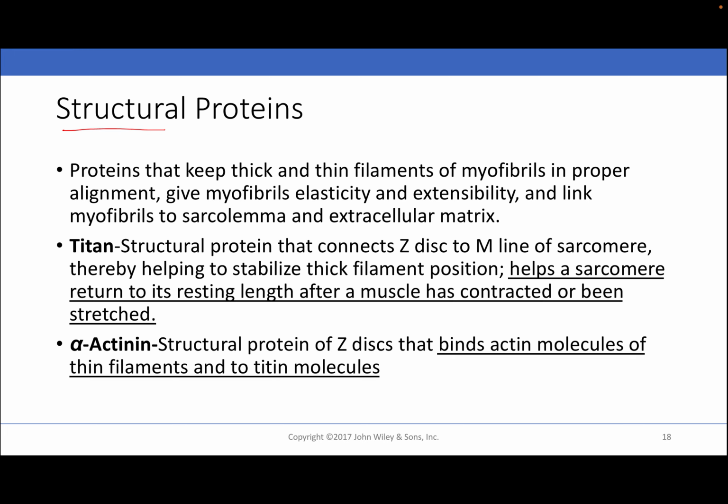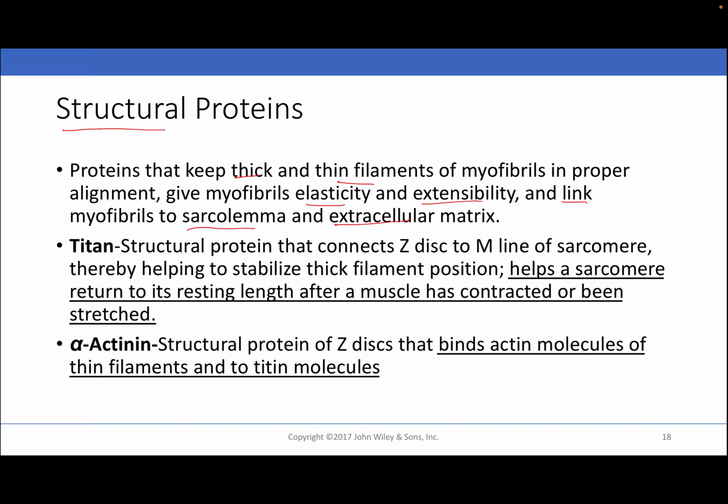So last but not least, our final category for the different proteins in our myofibrils is going to be the structural proteins. These are going to play an important role. They're super critical, but they're not directly going to necessarily be involved in the actual contraction process. All right. These are going to do a wide variety of things. They're going to keep things nice and aligned and organized with the thick filaments and the thin filaments so that we can have that binding happening when we're ready for it. This is also going to give us the elasticity and extensibility that we see as a structural characteristic of the different muscles. And it's also going to help to link our myofibrils to the actual sarcolemma and the extracellular matrix.